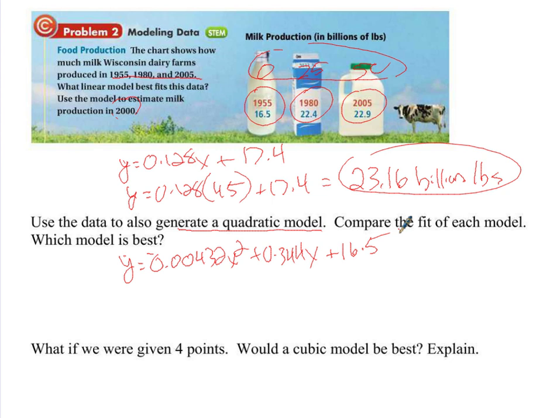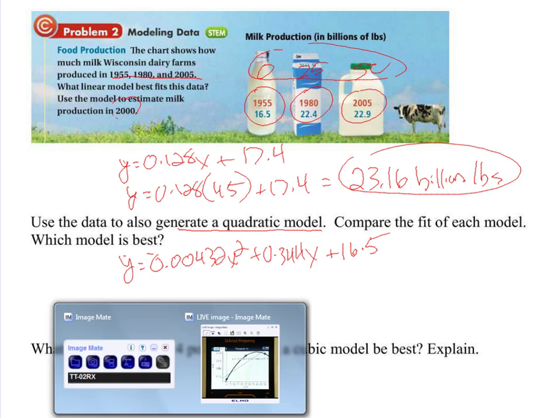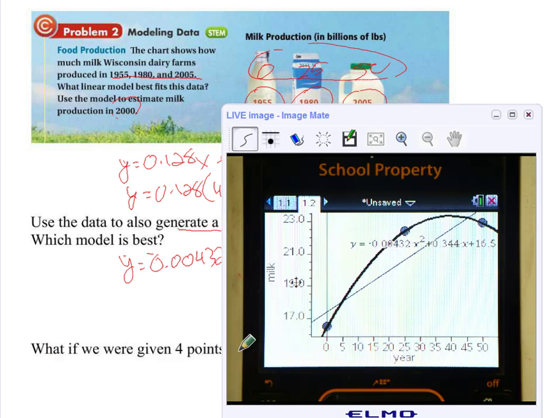Use the data to also generate a quadratic model. We did. Compare the fit of each model. So compared to the other model, what would you say? The quadratic one fits it perfectly based on the 3 data points that were given. But what?